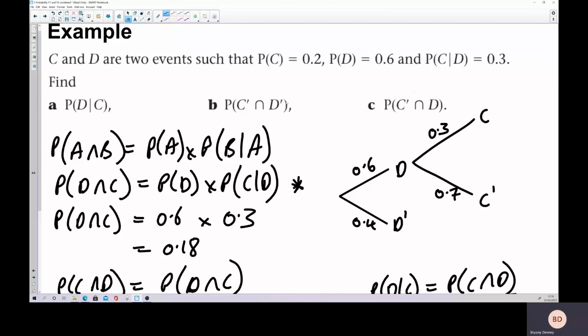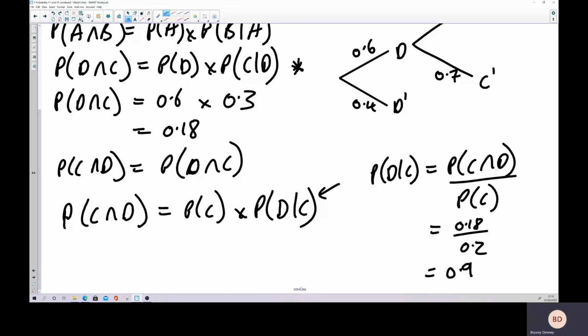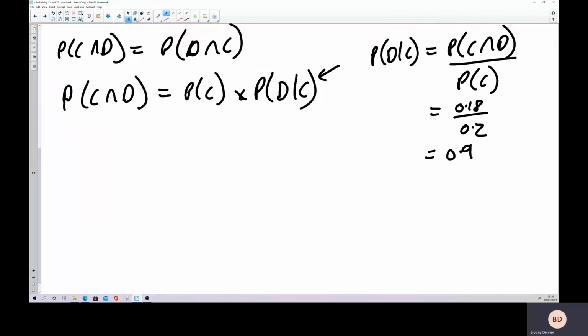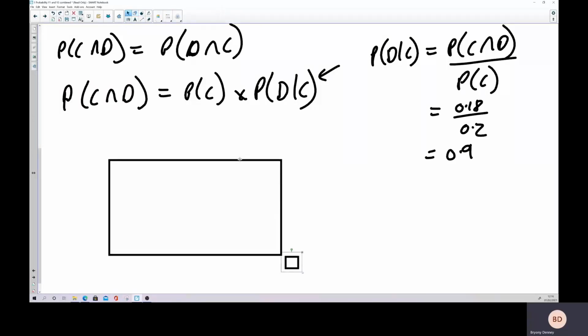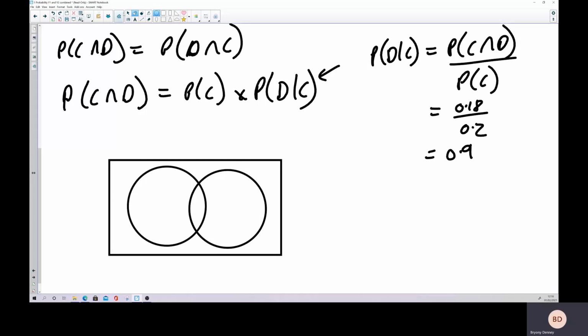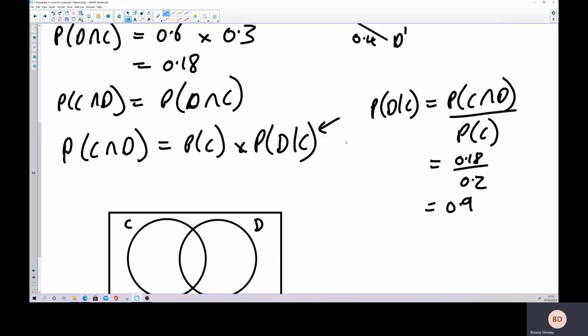Okay, for the next bits, I think I would just draw a Venn diagram now. We have the intersection, and that's normally the key thing when you're trying to solve probability questions. So let's draw ourselves a Venn diagram. Okay, so we'll call this one C, this one D. The intersection is 0.18.